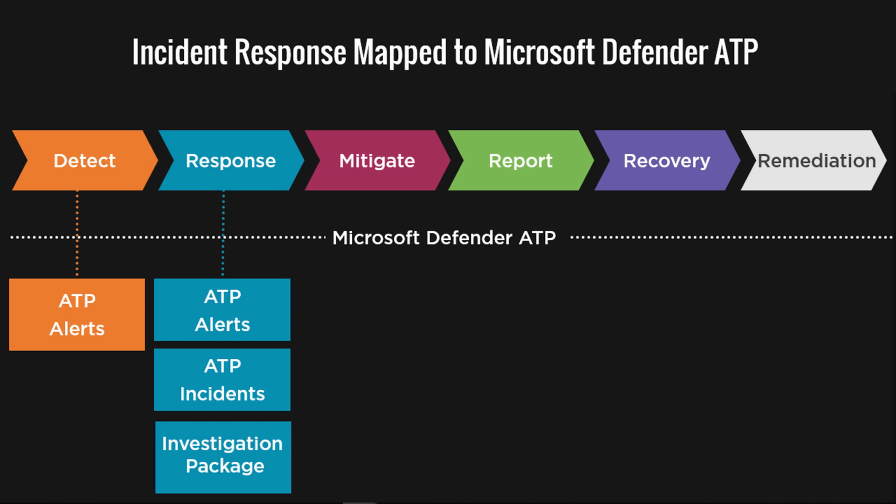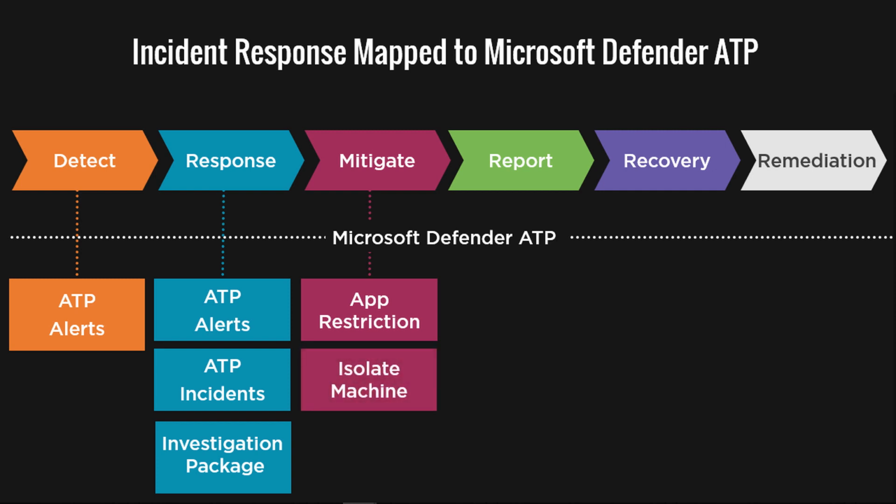Now, Microsoft Defender ATP offers two great mitigation features. First, we have the app restriction feature, which restricts the machine from running any software not signed from Microsoft, and the isolate machine feature, which is exactly like disconnecting the network card of the machine, but with allowing that machine to communicate with Microsoft Defender ATP service so that you can monitor what's happening on that machine meanwhile.